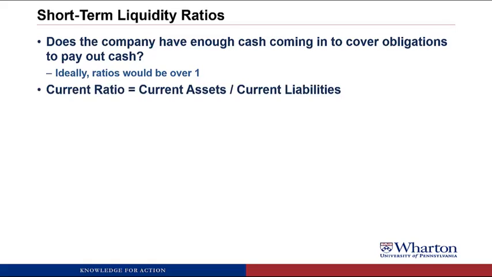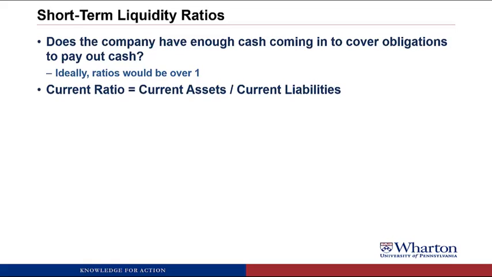The first ratio is called the current ratio. It's current assets over current liabilities. And basically what this is trying to get at is if current assets are going to turn into cash in the next year, current liabilities have to be paid in cash in the next year. Do we have enough assets turning to cash to cover the liabilities that we have to meet in cash?